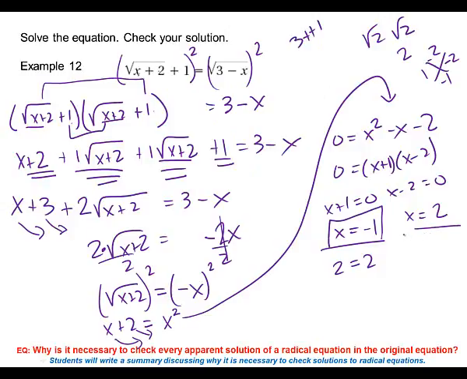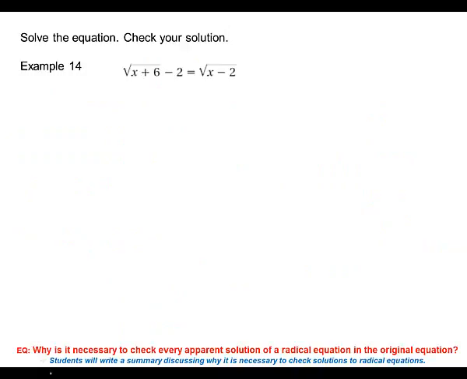All right, let's try the 2. Okay. Let's see. 2 plus 2 is what? 4. Square root of 4? Plus 1 is? 3. 3 minus 2. 1. Square root of 1 is? Did the 2 work? That was extraneous. Okay, so in this case, the negative worked and the positive didn't. That one was ugly.